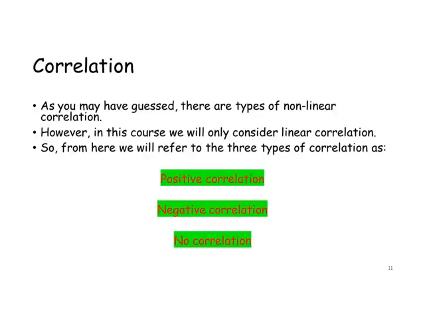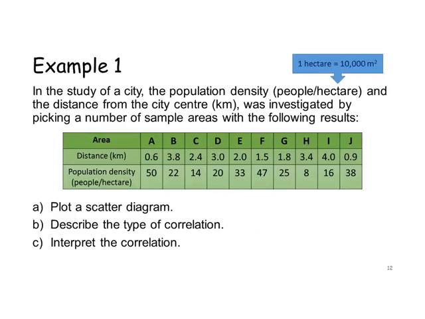Now you may have guessed that there are other types of correlation, non-linear correlation. However, in this course we will only consider linear correlation, straight line correlation. So from here we will just refer to positive correlation, negative correlation, or no correlation. But we are talking about linear correlation. Let's look at an example.